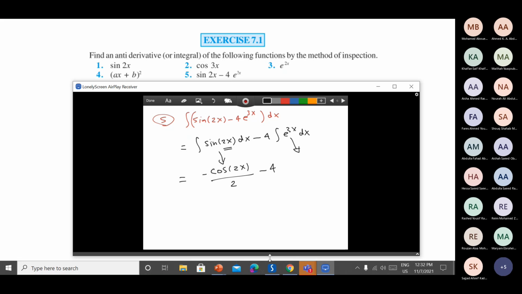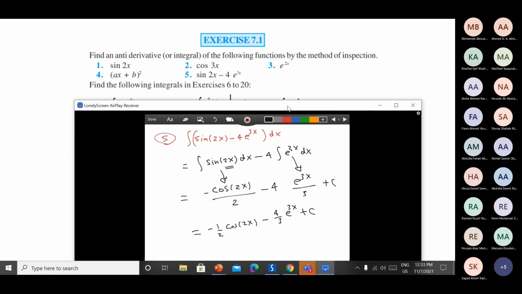What is the integration of e to the 3x? It is the same exponential function, and I have to divide it by the derivative of the power. What is the derivative of the 3x? It's 3. Now I finish. So I can write it down: minus half cosine 2x minus 4 over 3 e to the 3x plus c. This is the easy way to do.